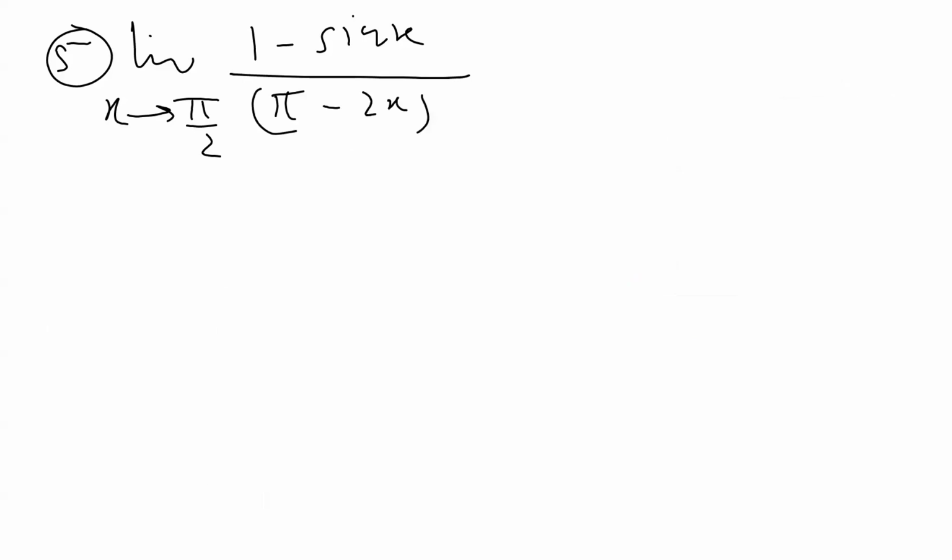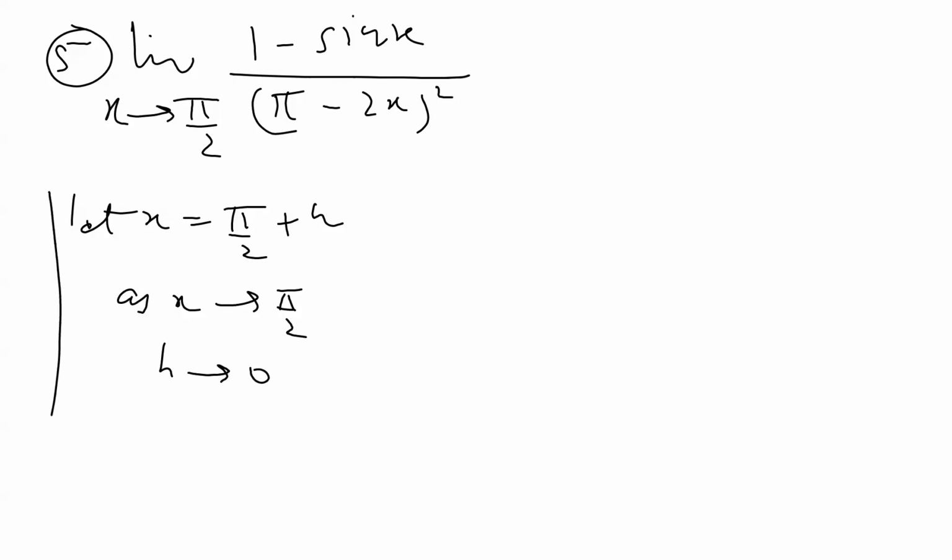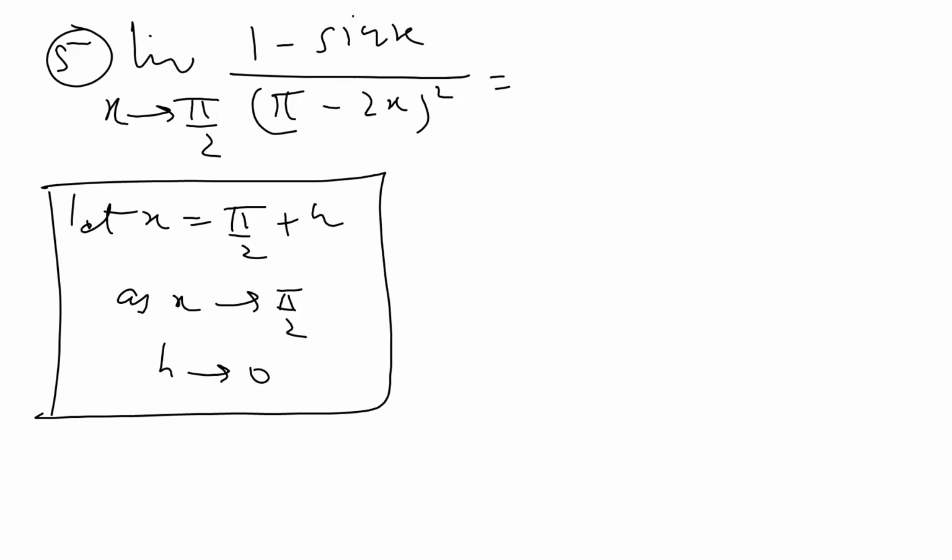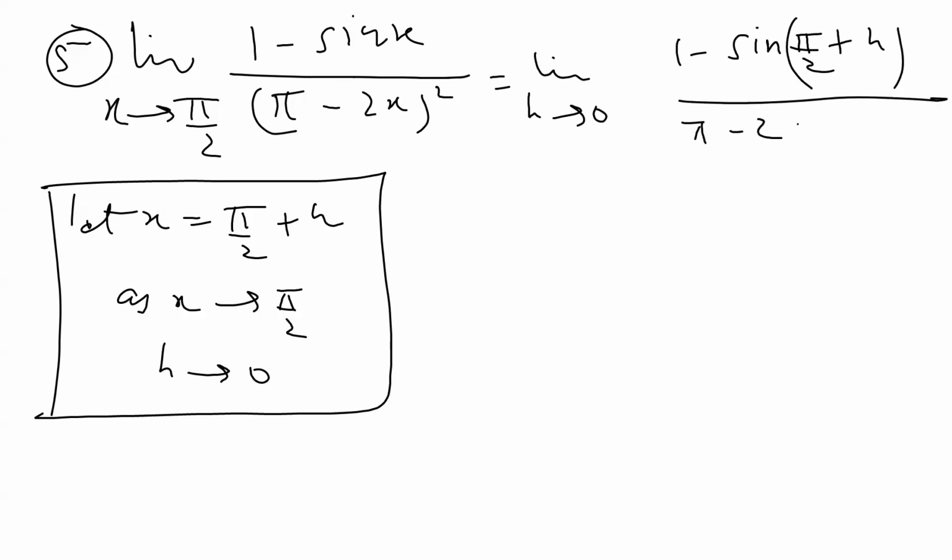Limit x approaching pi by 2, 1 minus sin x upon pi minus 2x the whole square. Okay, so let x is equal to pi by 2 plus h. As x approaches pi by 2, h will approach 0. So this is equal to limit h approaching 0, 1 minus sine pi by 2 plus h upon pi minus 2 into pi by 2 plus h the whole square.